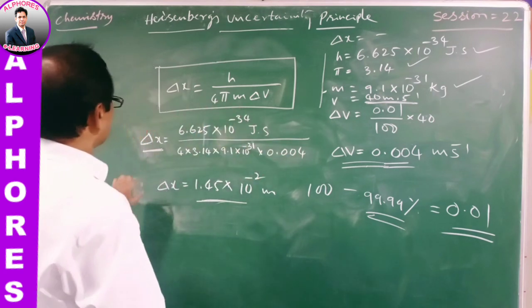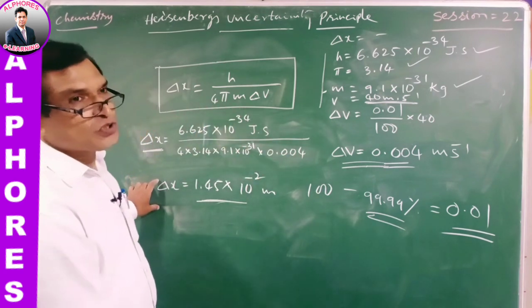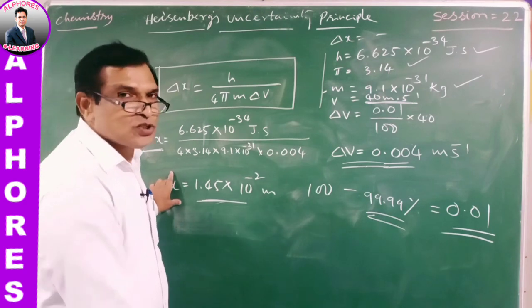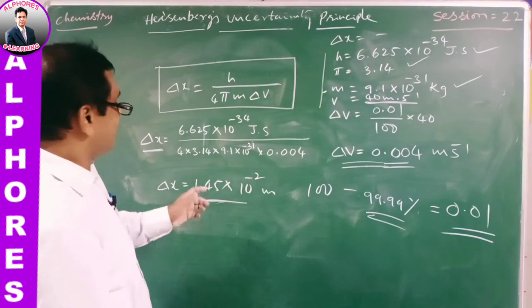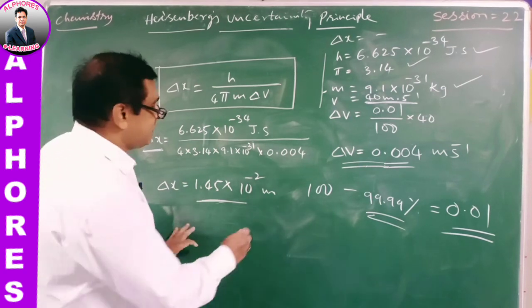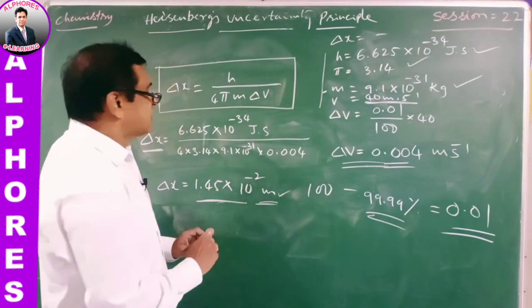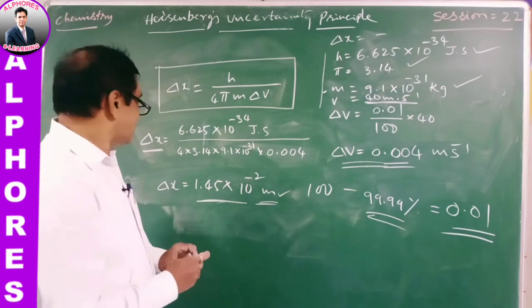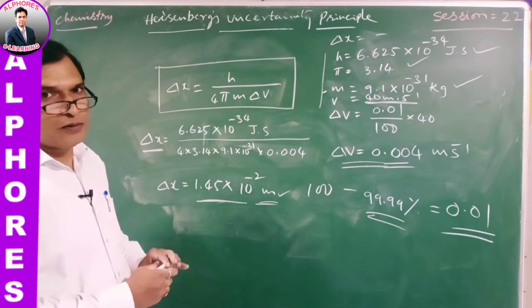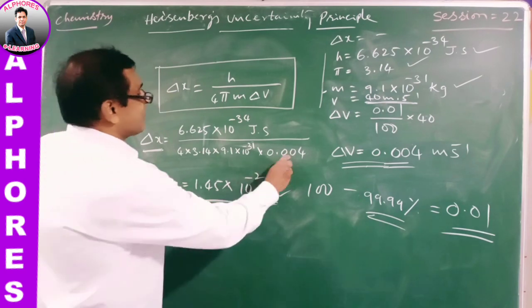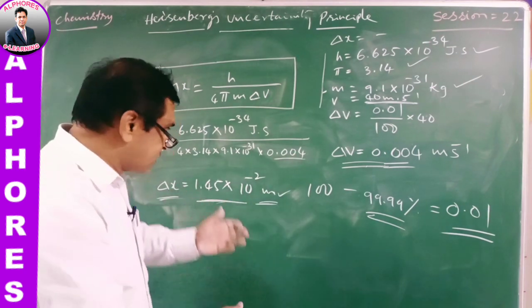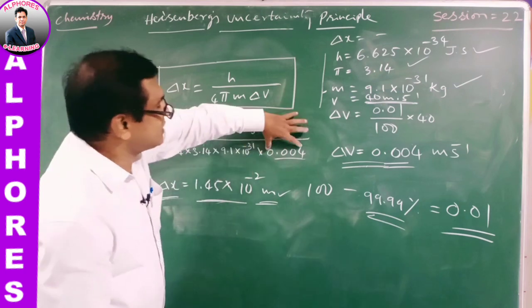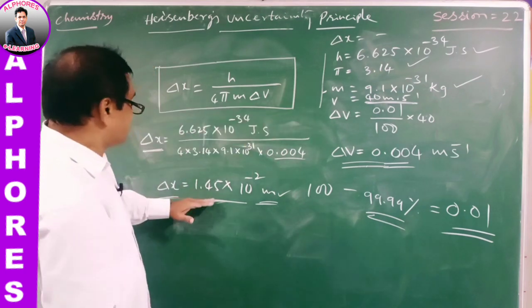So finally the uncertainty in the position, or the uncertainty in the location of the electron, can be determined like this. That is 1.45 into 10 to the power minus 2 meters. That is based on the uncertainty in the velocity of the electron, which is this much we found. So finally we determine the uncertainty in the location of the electron like this.